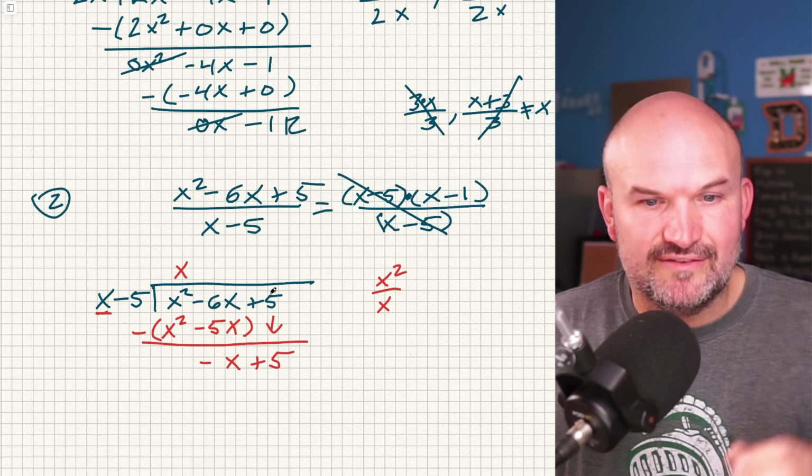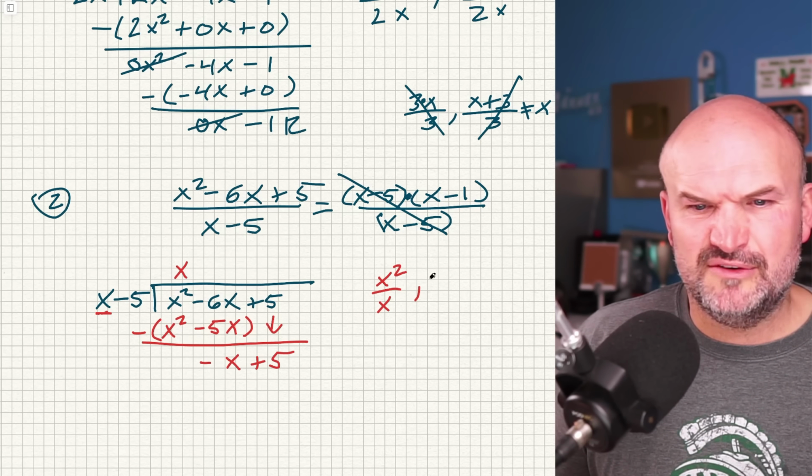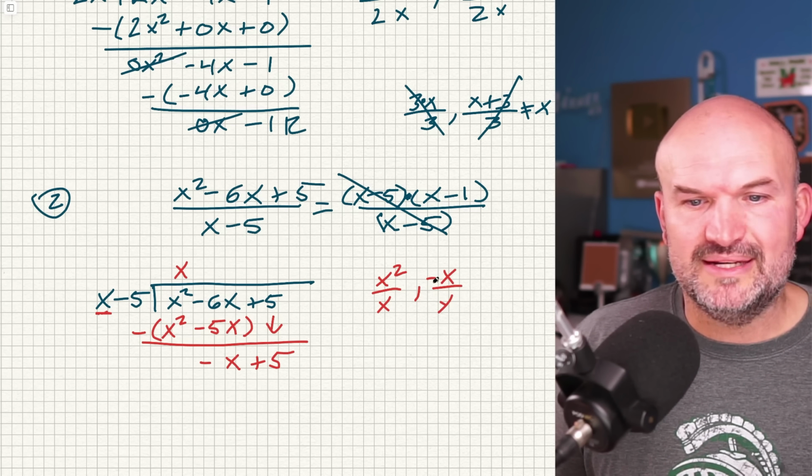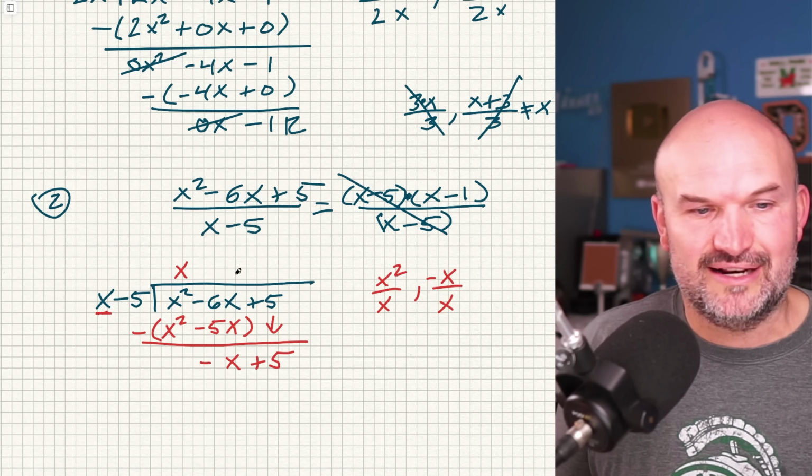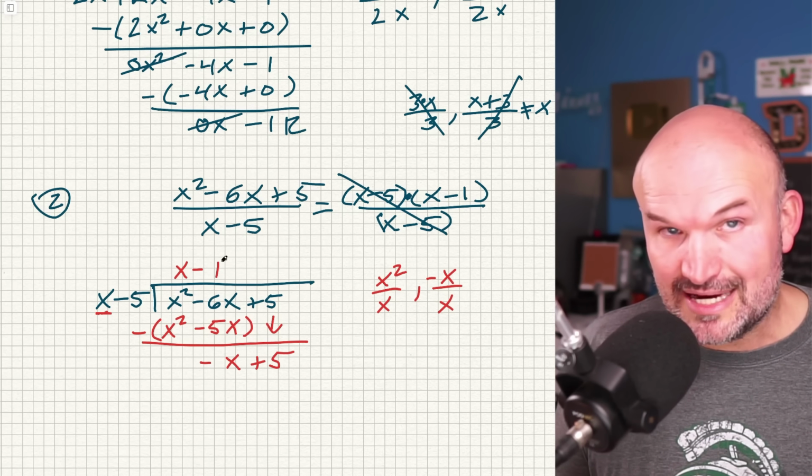How many times does x divide into a negative x? I don't know. That's kind of confusing. Write it on over here. How many times does x divide into a negative x? That's going to be a negative 1 time.